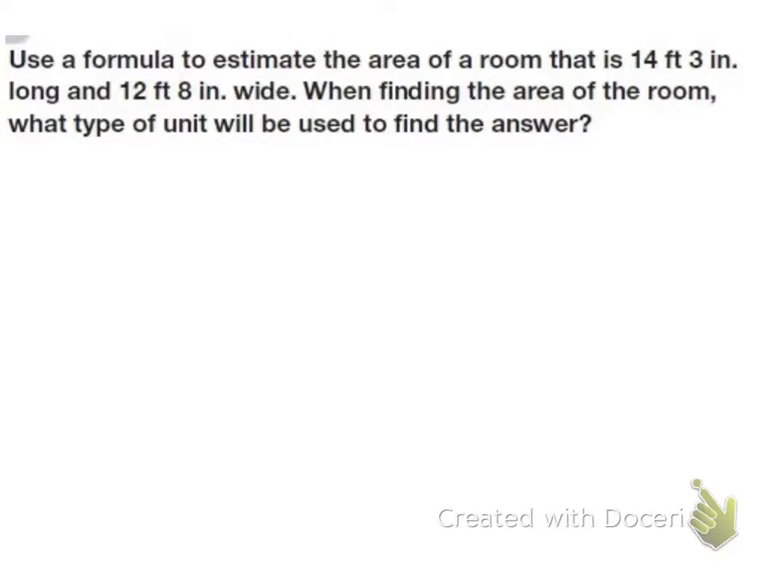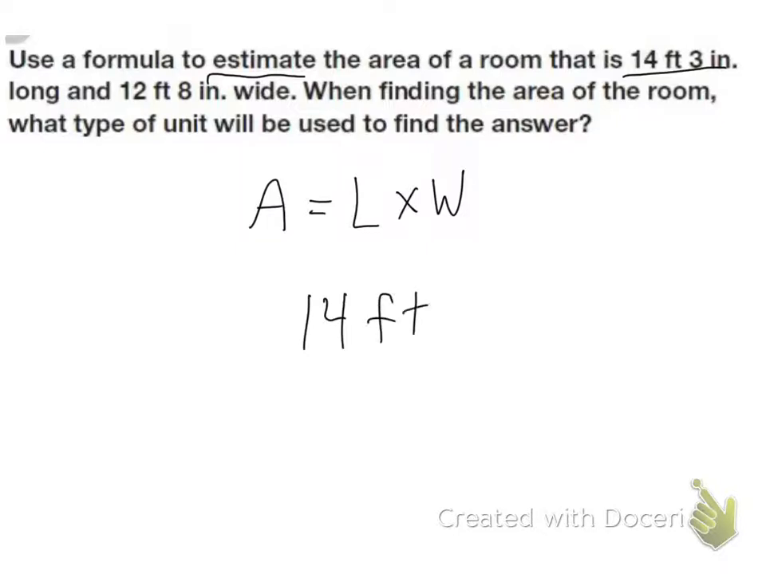All right, this one says use a formula to estimate the area of the room that is 14 feet, 3 inches long, and 12 feet, 8 inches wide. So since we are estimating, we're going to round these to the nearest foot. Okay, so remember, area equals length times width. The 14 feet 3 inches, we're going to round down to 14 feet. And the 12 feet, 8 inches long, we're going to round up to 13 feet.